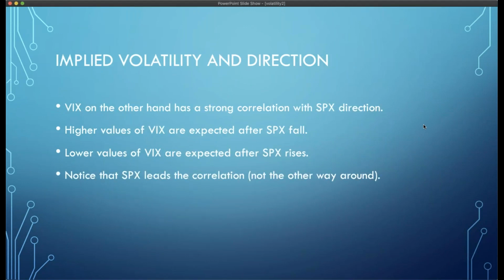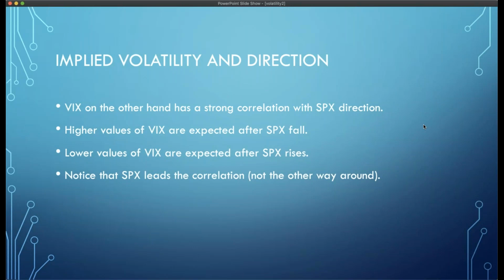Okay. Implied volatility, on the other hand, has a correlation with SPX. It's kind of strong. A strong correlation means that higher values of VIX or volatility products are expected after SPX falls, and lower values of VIX are expected after SPX rises. In other words, implied volatility rises if SPX falls, and implied volatility collapses if SPX rises.